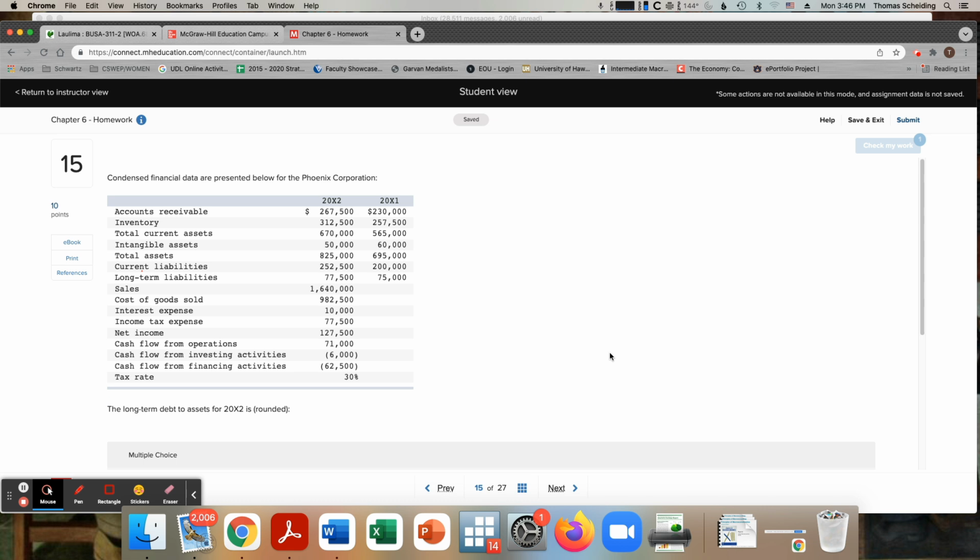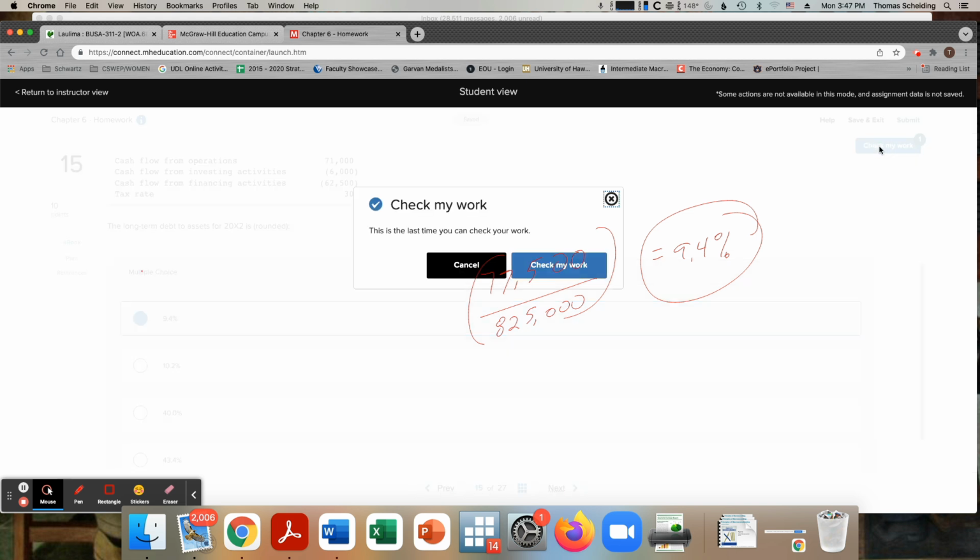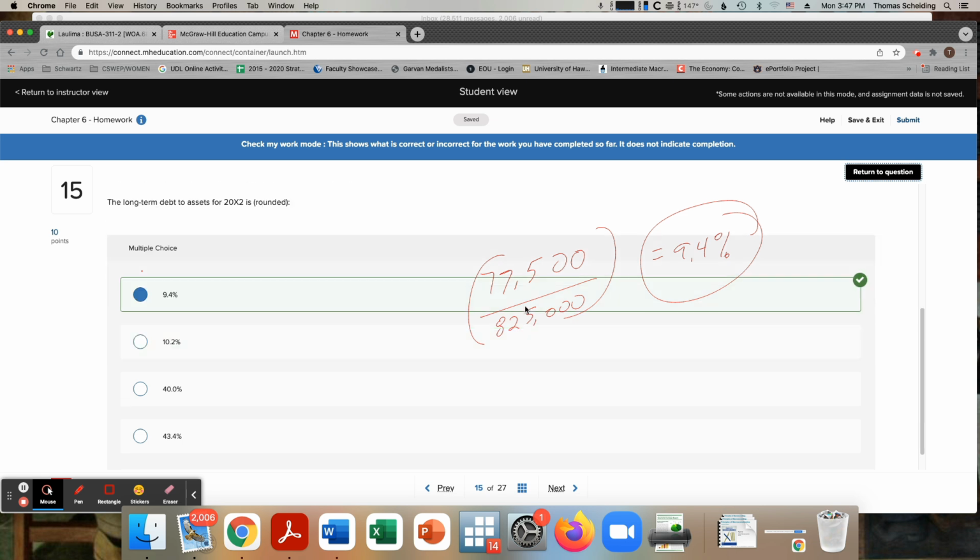Okay. Long-term debt to asset ratio. I know this is like a rip more in time, huh? Long-term debt to assets. Here we need to take the long-term debt and just divide it by the total assets. The long-term debt for 20x2 would be 77,500, and we're going to divide that by the total assets, which would be the 825. And I got 9.4%. Here we go, we got an option like that. There we go. That's just our definition of that.